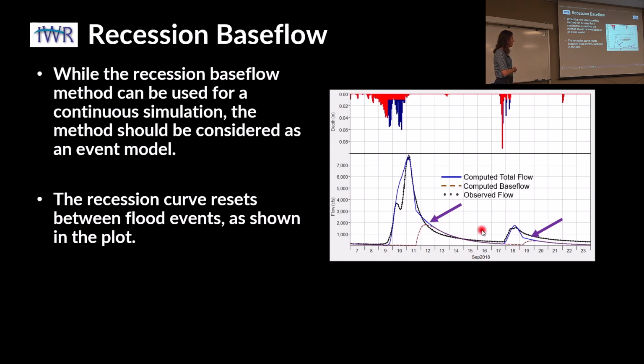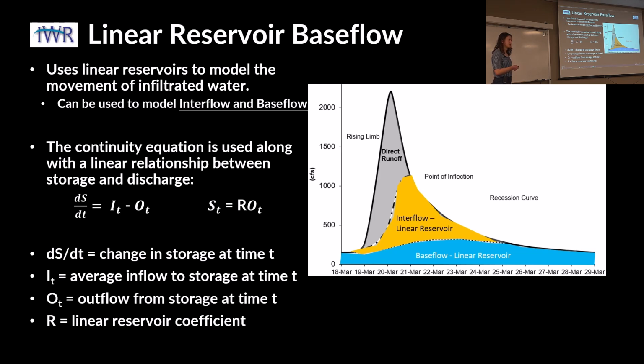You're seeing right here that whatever ratio to peak value I'm using for the first event fits pretty well, but it's not such a great fit in the second one, which typically relates to event magnitude. So, linear reservoir. This is kind of using the phrase in the definition, but the linear reservoir baseflow method uses this concept of linear reservoirs, which I'll define, to model the movement of infiltrated water.